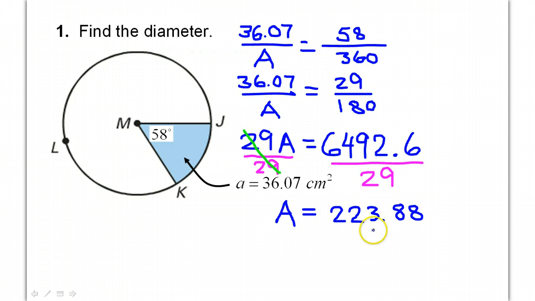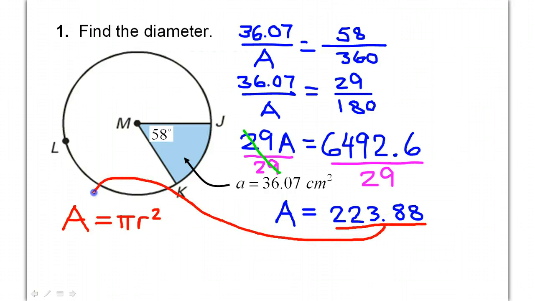Are we done? No. This A reminds us this is the area of the whole circle. We want the diameter, just the diameter. So what do I do? Well, I remember that area is pi r squared. That's the formula for area. And oh look, I have the area now of the whole circle. So if I want to find the radius, I can take this area and substitute it into the formula right here. That gives me this.